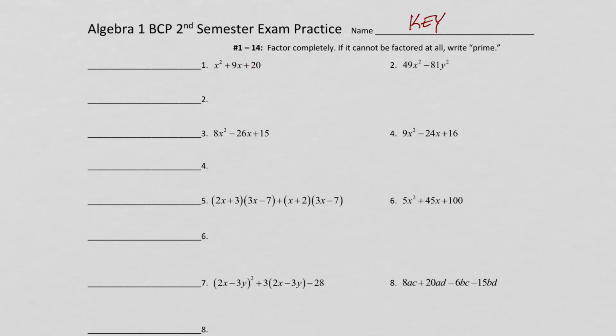Okay, factors of positive 20 that add up to positive 9 are positive 5 and positive 4. So this is x plus 5 times x plus 4.